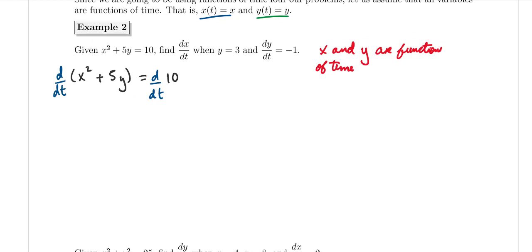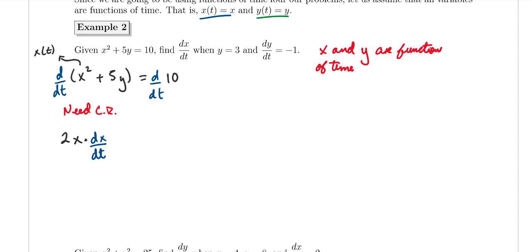Right now, when we find out what is the derivative of x squared, I'll put it here, we need the chain rule, don't forget. So the derivative of x with respect to t, not x, is going to be 2x times the derivative of the inside, which would be dx dt. Did you guys see why? Because basically this is just x of t.